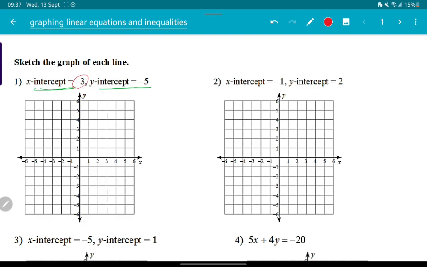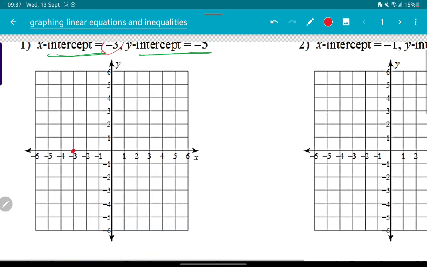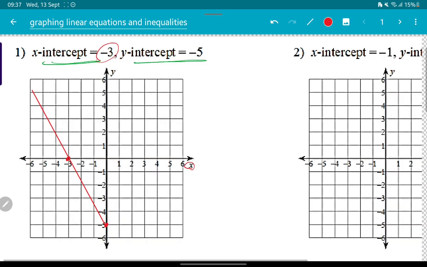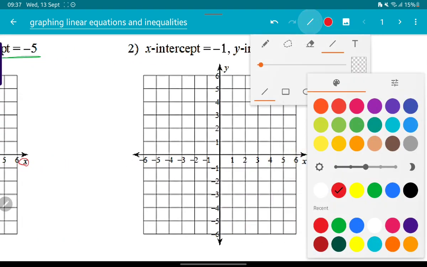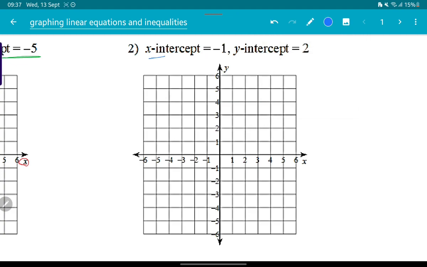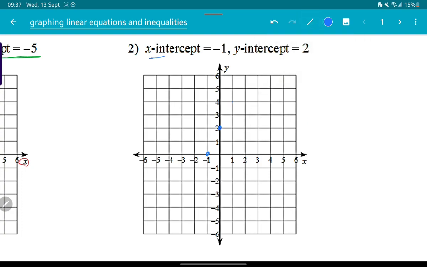So if the x-intercept is -3, you can go and plot this at -3 because this is the x-axis, and you can plot the -5 on the y-axis. When you connect them, you will have the graph. Same here, you can connect from x -1, from y +2, then you can connect the graph.